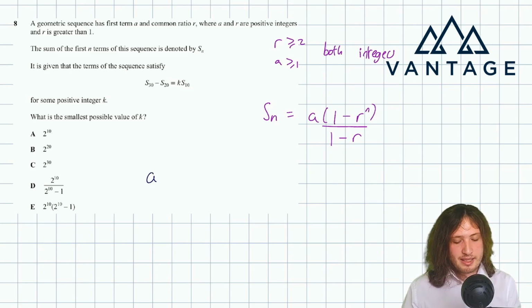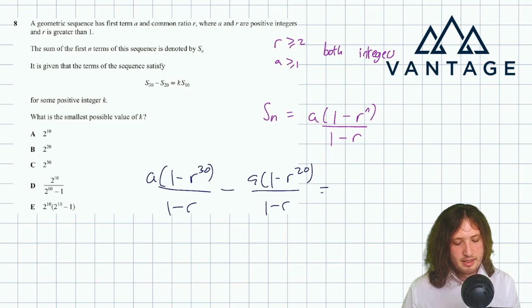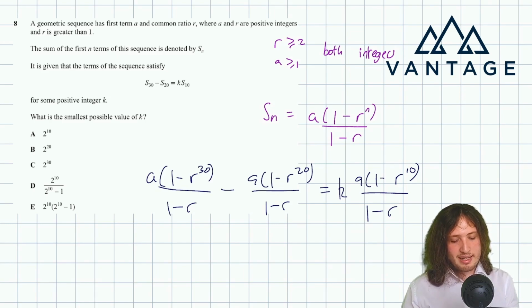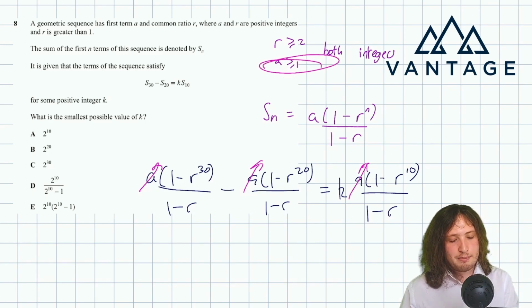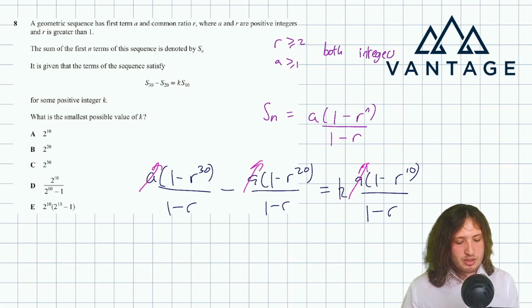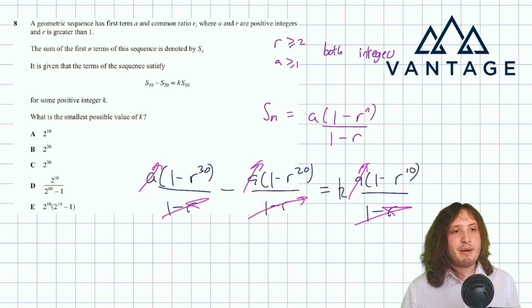Let's see. So S30 is going to be a(1 minus r to the 30) by (1 minus r). S20 is going to be a(1 minus r to the 20) over (1 minus r). And S10 is going to be a(1 minus r to the 10) over (1 minus r). So this is brilliant news. For one thing, yes, the a's cancel. We can safely divide through by a without worrying about division by 0 because we know that a is positive, so it's at least 1. And we can also cancel these denominator factors of 1 minus r through. So this thing has simplified tremendously to an equation which is just in r.